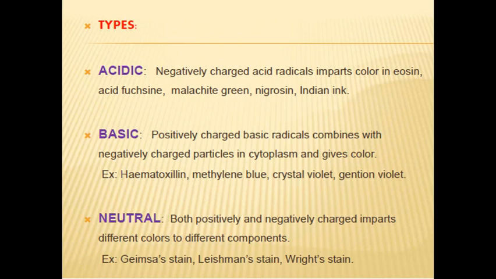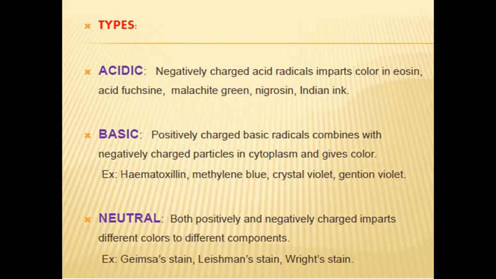On the other hand, basic stains are nothing but positively charged basic radicals that combine with the negatively charged particles in the cytoplasm and give color to that particular specimen. For example, hematoxylin, methylene blue, crystal violet. These are some examples of stains belonging to the basic stain type.